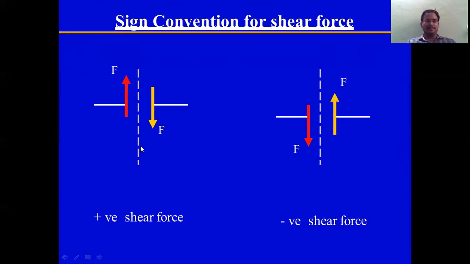For the sign convention for shear force, we have a section here. To the left side of the section, if the resultant force is in upward direction, it is positive. If the resultant force is on the right side of the section, then it is negative. To the left, it is positive. To the right, it is negative. So this convention is important. This we should remember.